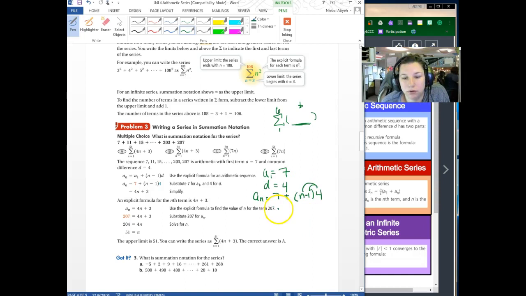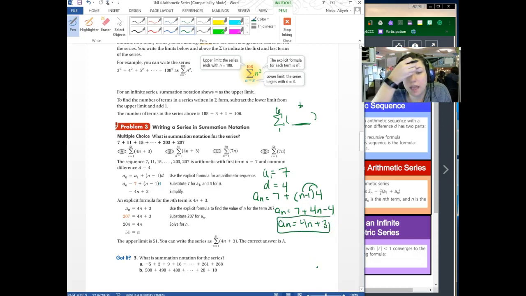Other times, you can distribute here. 4 times n is 4n, and 4 times -1 is -4. And then 7 and this -4 are like terms, so we can go ahead and simplify those. So you get 4n plus 3.